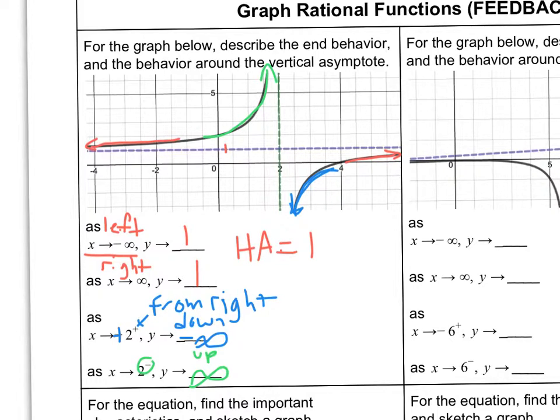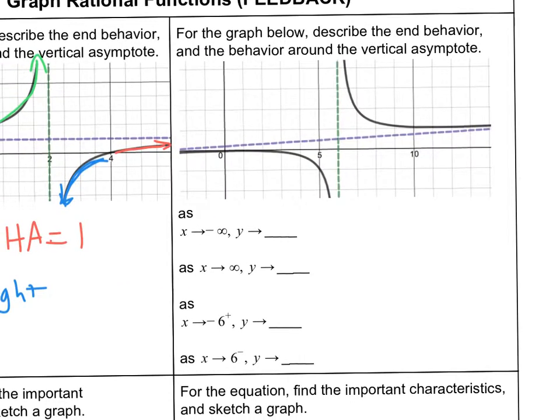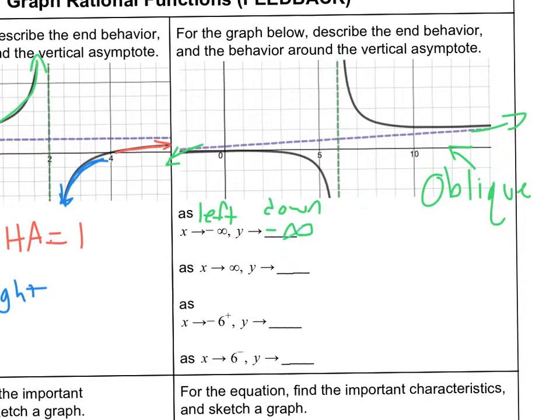I also just want to mention on the next version of this problem here, this is an oblique asymptote. It doesn't approach a value on both sides. It keeps going up and keeps going down. So on the left, we're going down. That means that would be negative infinity. And on the right, we're going up. That would be positive infinity. The other part's really similar to what we did before, so I'm not going to go through that.